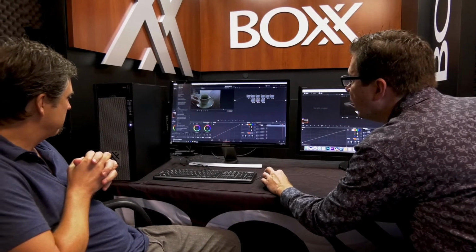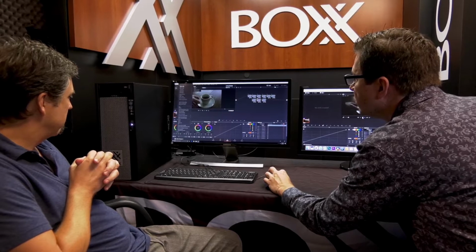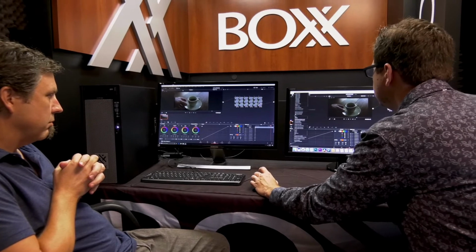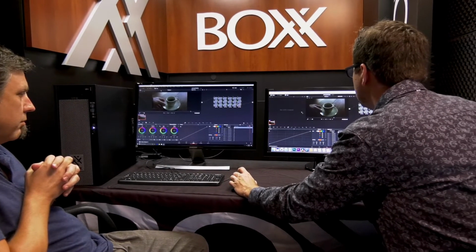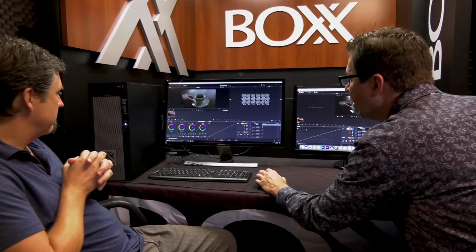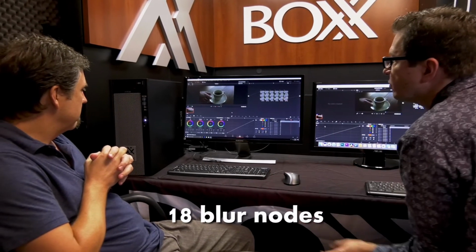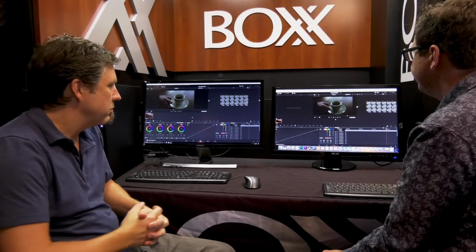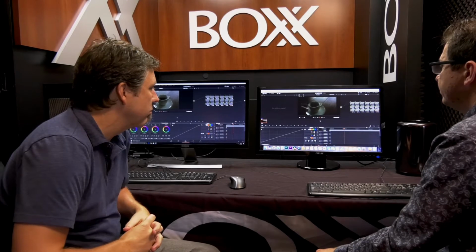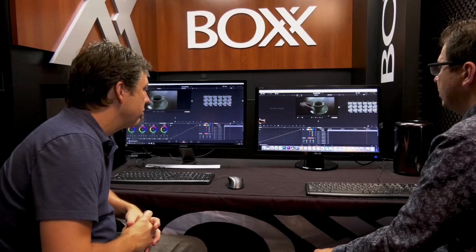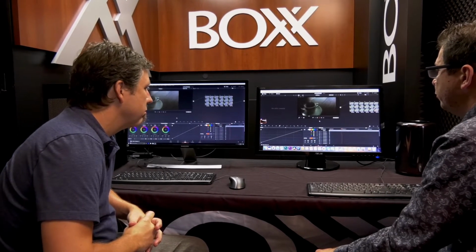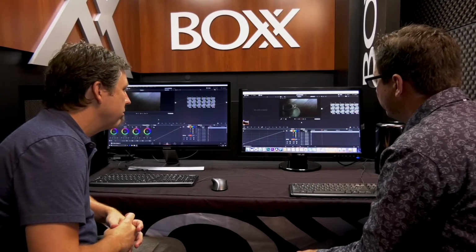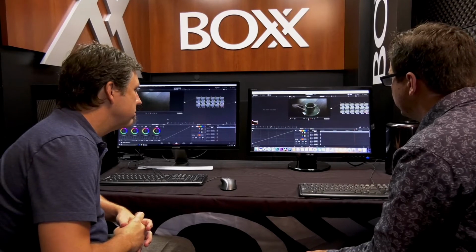So let's load up our 18 blur nodes. My left hand is not very dexterous. All right. And we'll see on our BOXX system, plays at 24. And our Mac system, now in this test, if you're getting 2 frame rates, you're supposed to take the lower. So that would be 12. Sure. So 12 out of 24, and that's at 18 blur nodes.